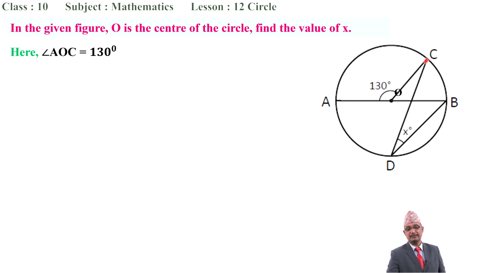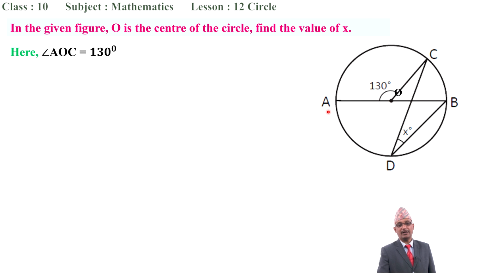But for that, we need to find the value of angle BOC. How can we find the value of angle BOC? Think for a moment. Yes, you are correct. If I add AOC and BOC, if I add this angle and this angle, then we get a straight line. And a straight line means 180 degree.